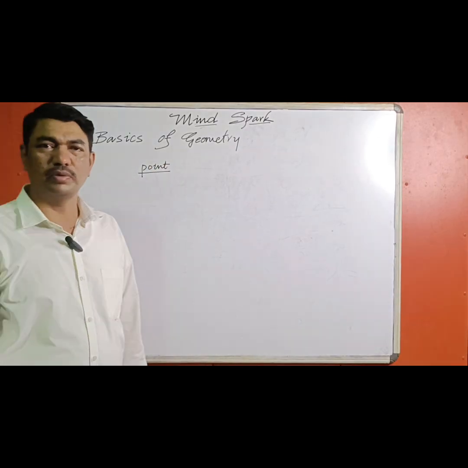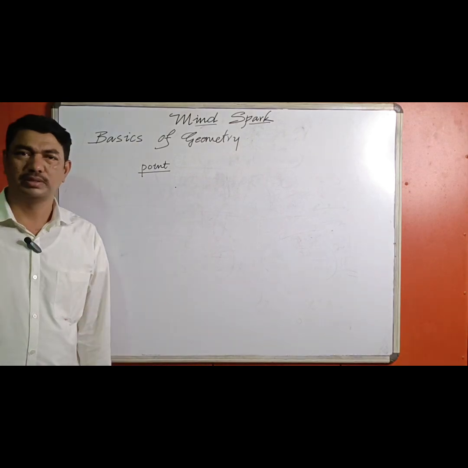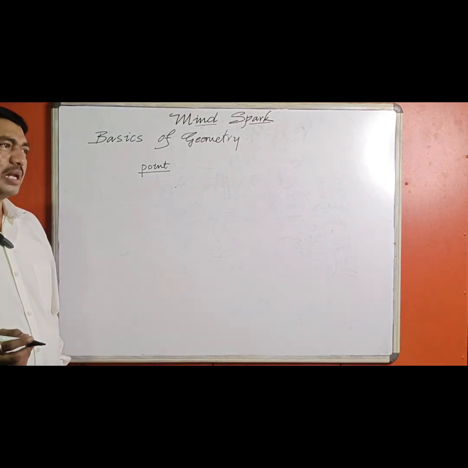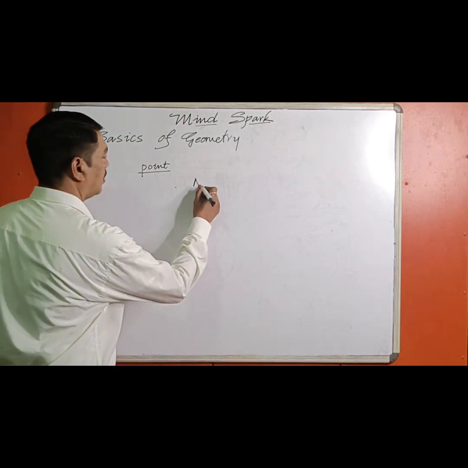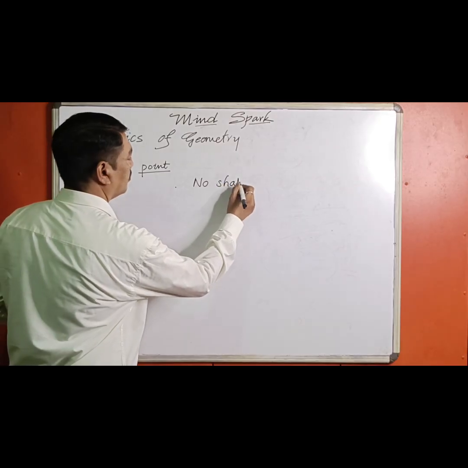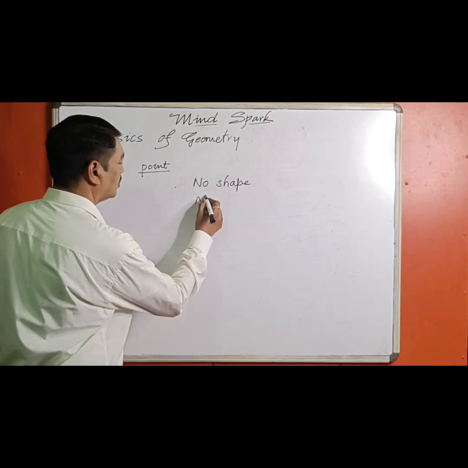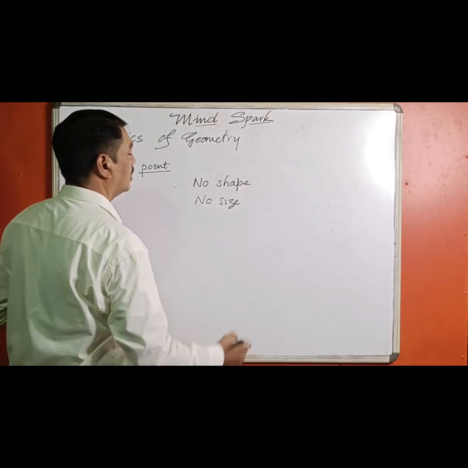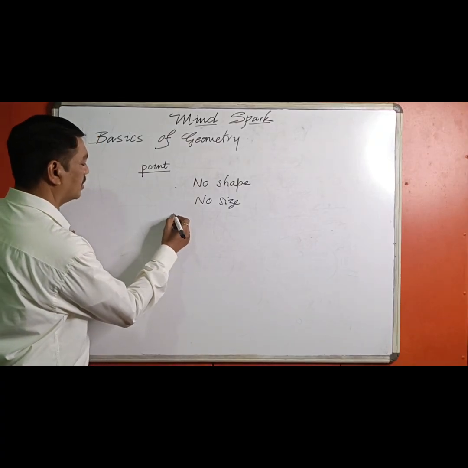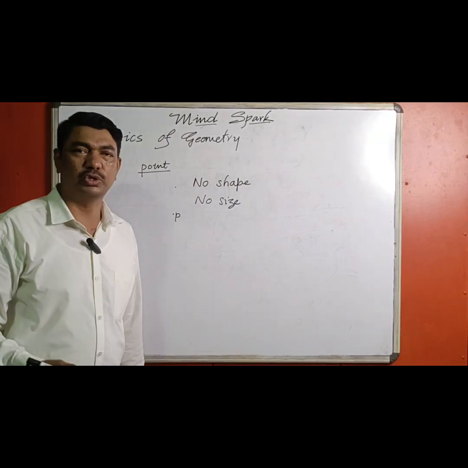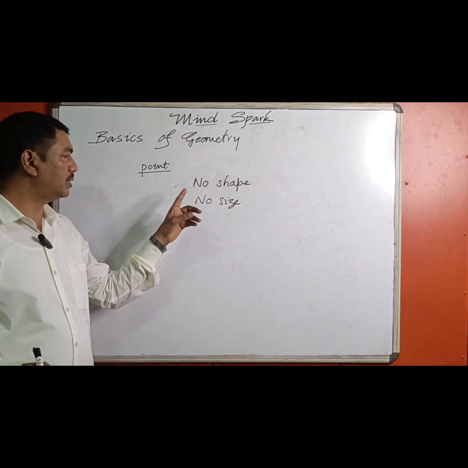Point. How do we make a point? We just put a dot. This is a point. A point has no shape and no size, and can be represented by capital letters like P, Q, like that.